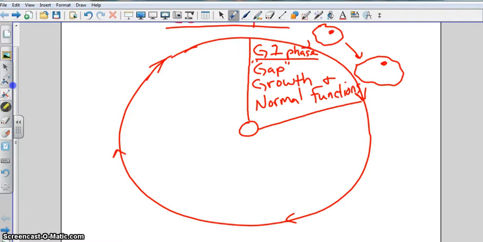So G1 comes first. What do you think is the second phase? G2. No, it's actually not G2. It is what we call the S phase. I set you up for that. And the S stands for snuffleupagus. I'm kidding, it doesn't. It stands for synthesis. What does synthesis mean? To put something together.